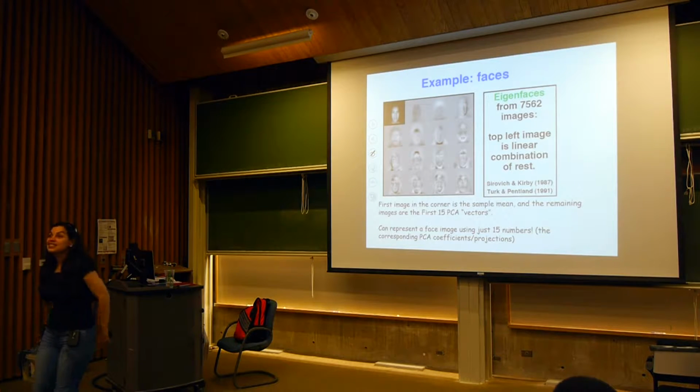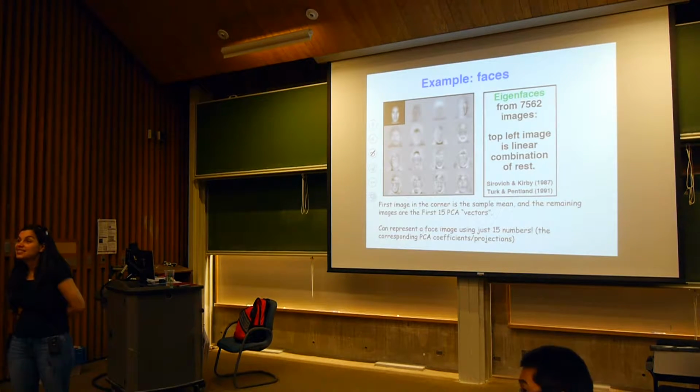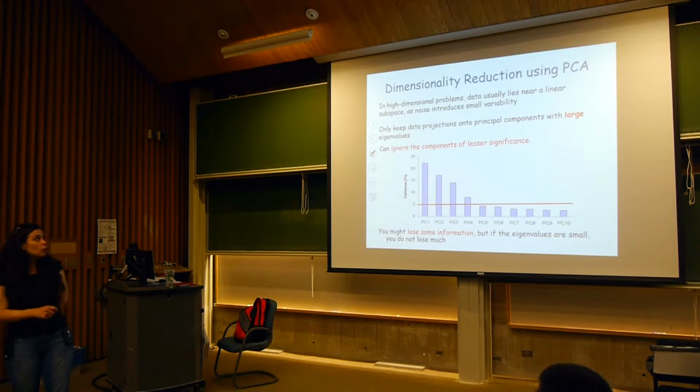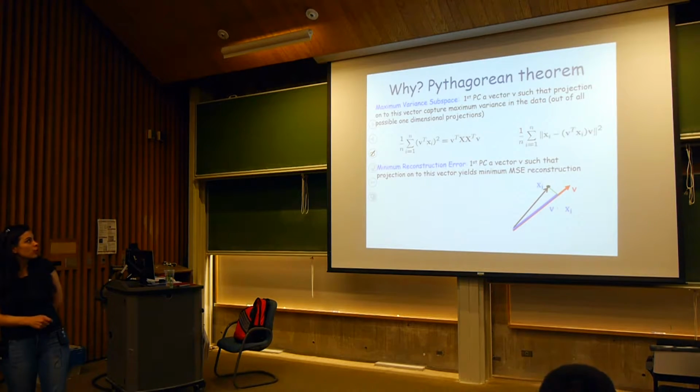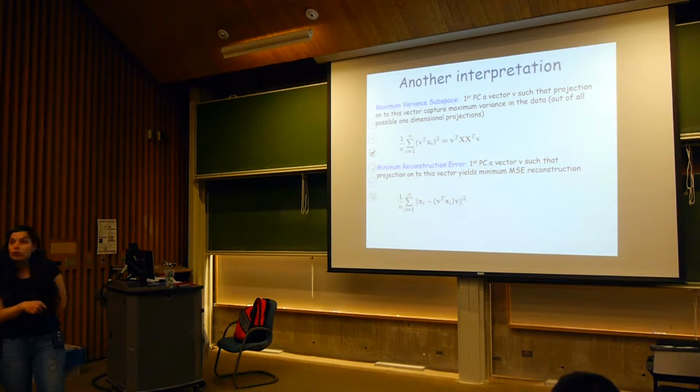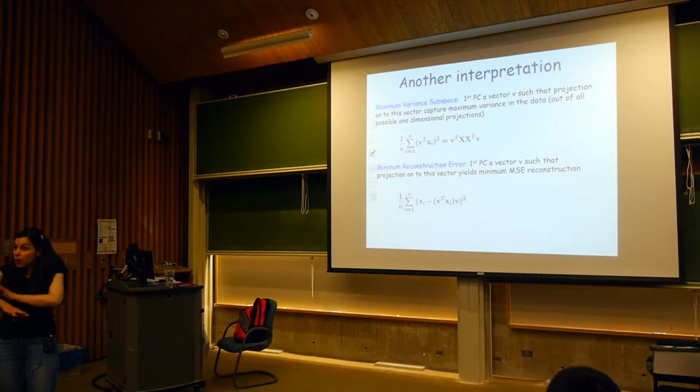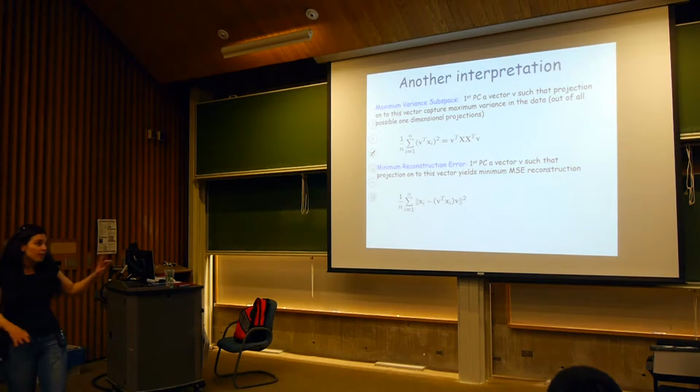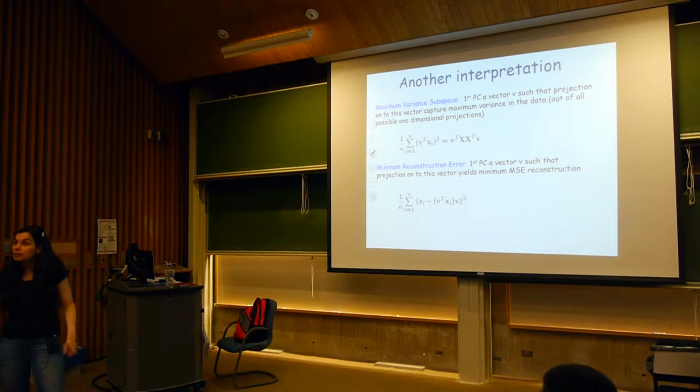Yeah? So you represent a face with 15 numbers, but there has to be some metric to measure what you can do with these 15 numbers. Yeah, it's exactly what we talked about. The metric is the minimum reconstruction error. If you want to represent a face with 15 numbers, that is, find a 15-dimensional subspace, we know that PCA is the one that will give you the minimum reconstruction error. Out of all possible 15-dimensional subspaces, the one given by PCA has the minimum reconstruction error.